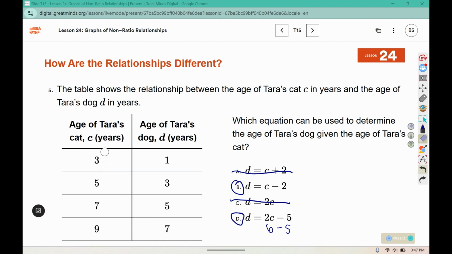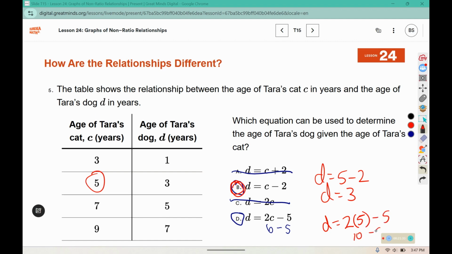Let's try another point. Let's look at 5. If I replace the c with 5, 5 minus 2 is 3, so I'm still thinking it might be B. Let's check the next one. If I replace the c with 5, 2 times 5 is 10. 10 minus 5 is 5. So it can't be D. It must be c minus 2. The cat minus 2 is 1. Minus 2 is 3. Minus 2 is 5. Minus 2 is 7.